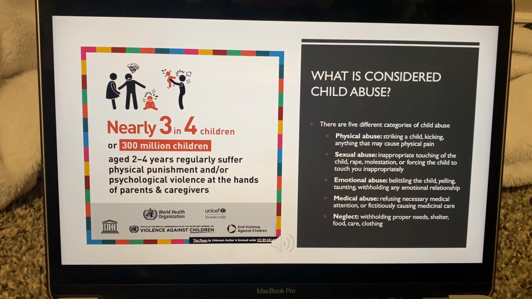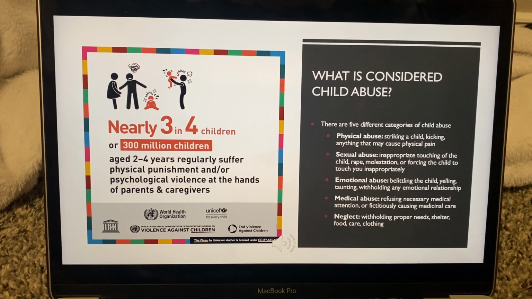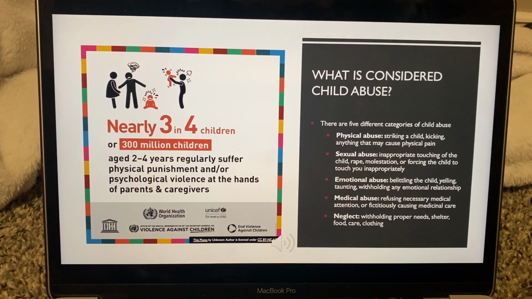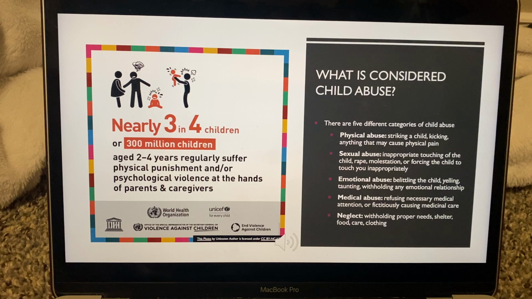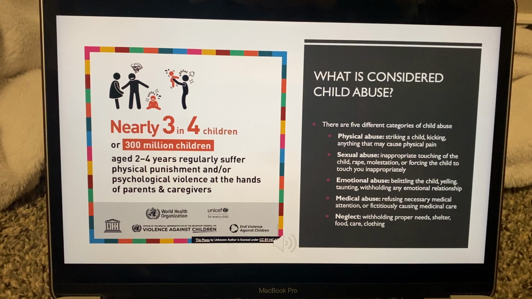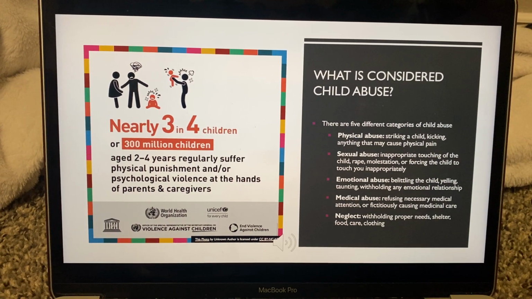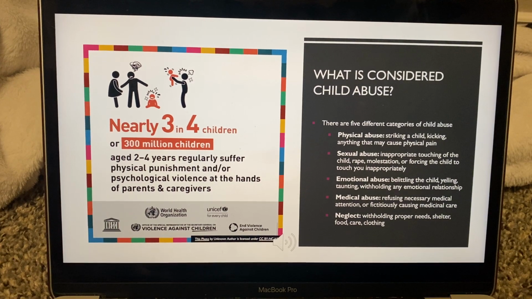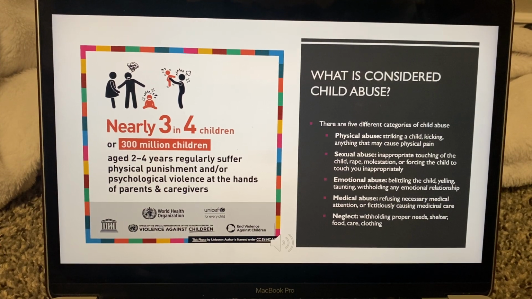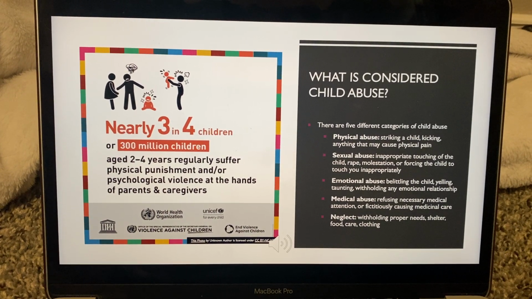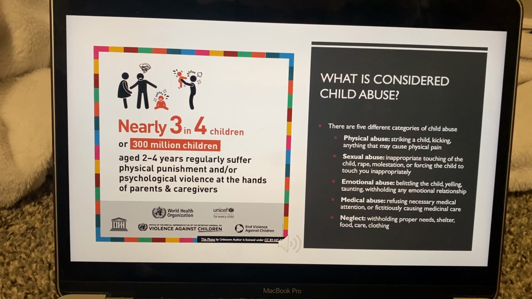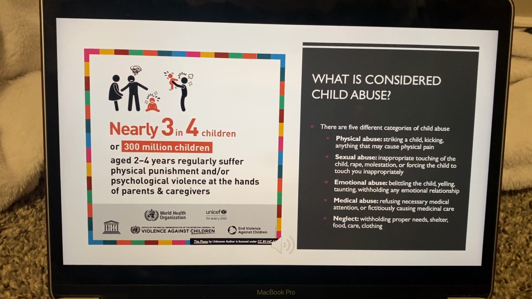Emotional abuse would be considered belittling the child, yelling, taunting, or withholding any emotional relationship with the child. Medical abuse is refusing necessary medical attention or fictitiously causing medicinal care, such as Munchausen by proxy. Neglect would be withholding proper needs: shelter, food, care, clothing. My graphic to the left says nearly 3 in 4 children, or 300 million children worldwide, ages 2 to 4, regularly suffer physical punishment and/or psychological violence at the hands of parents and caregivers. That allows us to know how prevalent abuse and neglect is worldwide.